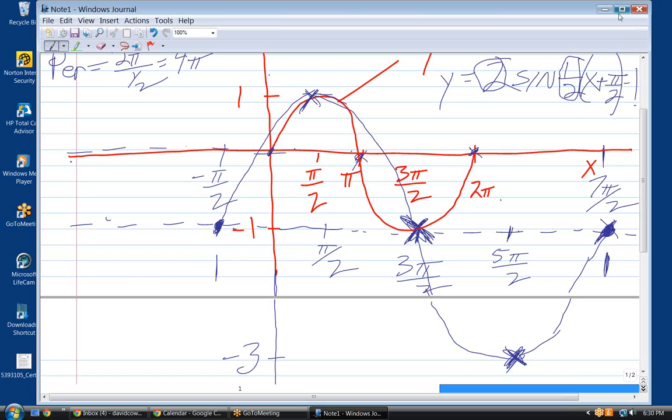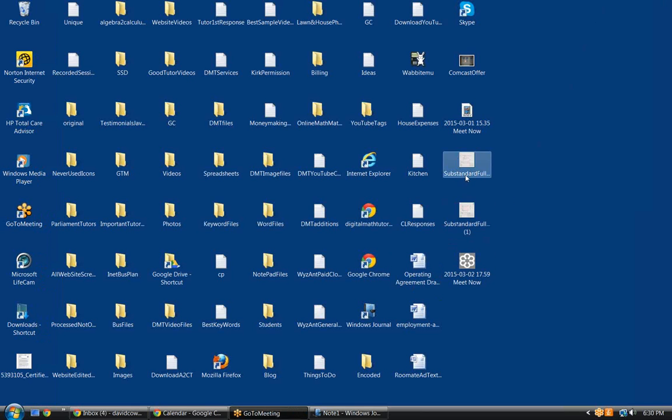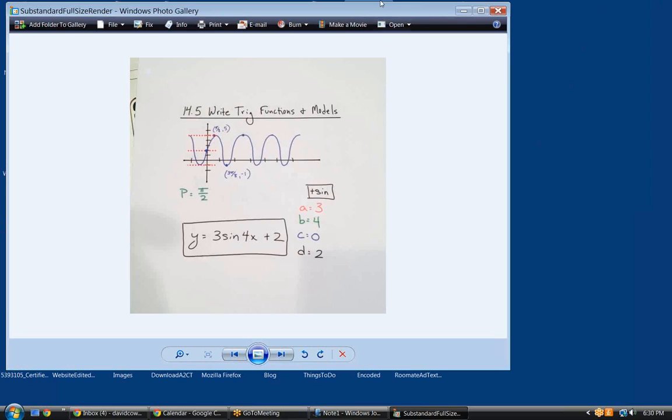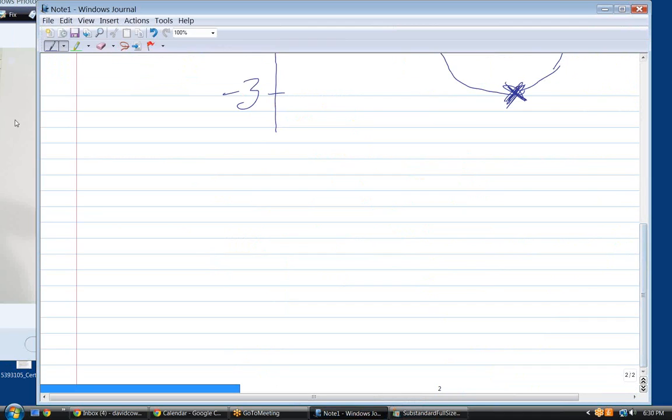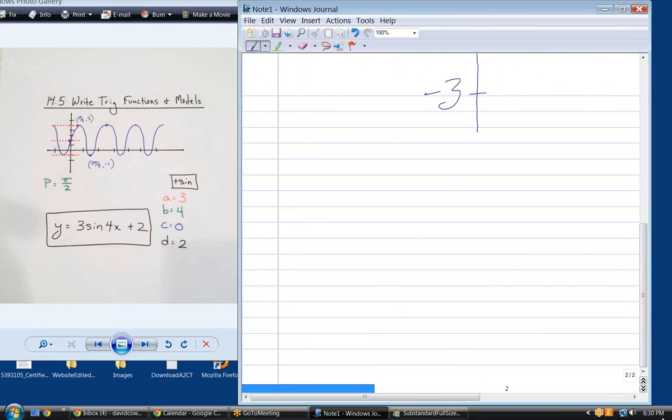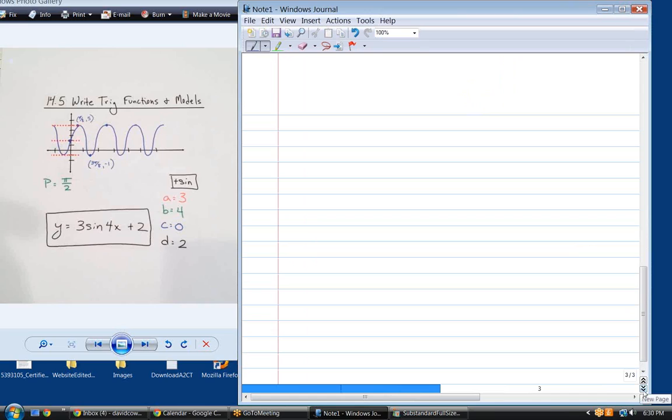Okay, now let's look at what you sent me here and see if we can go the other way. How do you take this curve and end up with that? Well, you start by doing exactly what they do here, and that's to define A, B, C, and D. How do we get A? By looking at the curve.